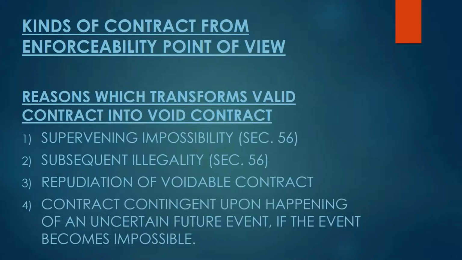Okay. Fourth scenario, contract contingent upon happening of an uncertain future event, if the event becomes impossible. Here contingent means dependent or conditional upon happening of an uncertain event. Understand it through an example. Mr. A agreed to give a loan of rupees 1 lakh to Mr. B if India wins the match against Pakistan. India winning the match against Pakistan is an uncertain event, right? It may happen or it may not happen. If it does not happen, suppose India loses the match, the contract will become void in such a case. Okay.